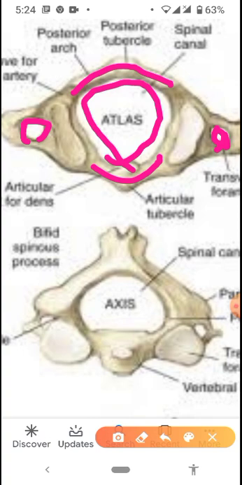And for C2, which is also called the axis, as I have told you, this thing is very important. It is called the dens, or it is called the odontoid process. I always used to say dens, that's why I find difficulty saying odontoid process. The odontoid process is going to fix over here in the atlas.